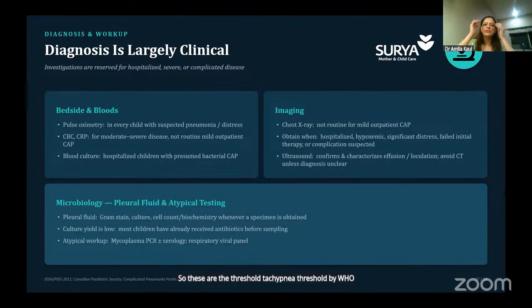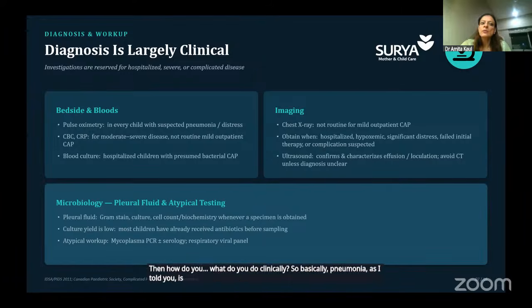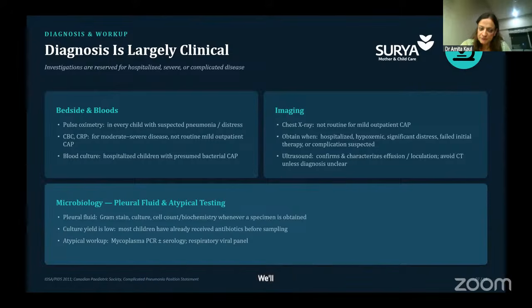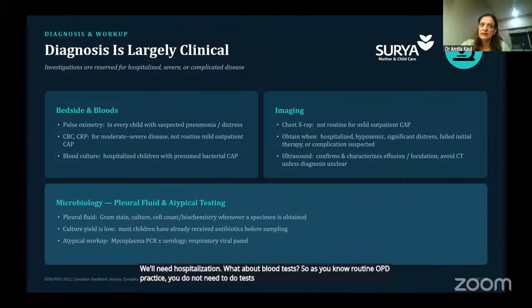Then what do you do clinically? So basically pneumonia, as I told you, is a clinical diagnosis, but in certain circumstances we have to do tests. So if a child comes to your ER or the OPD with a clinical diagnosis of pneumonia, it is very important to do a pulse oximetry, because pulse oximetry will tell you about the oxygenation of the child. If the child is hypoxic, he will definitely need hospitalization. What about blood tests? In routine OPD practice, you do not need to do tests, but yes, if a child is sicker and you're admitting the child, you can do CBC, CRP.